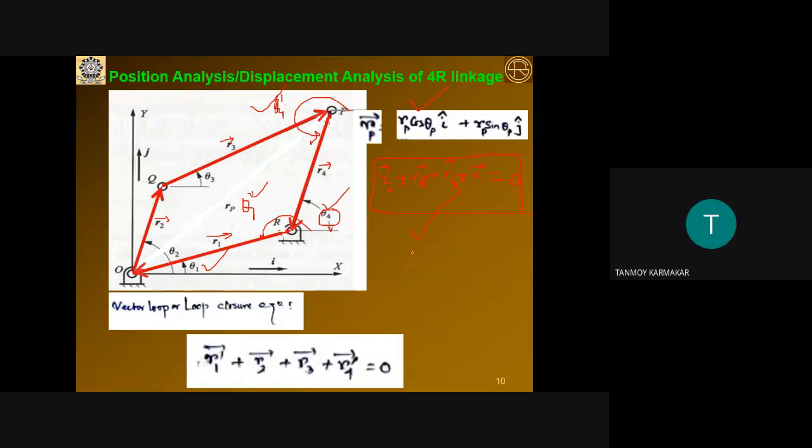Theta 2, theta 3 and theta 4. Theta 4 bar or theta 4, whatever it may be. Theta 1, or theta 1 bar prime, whatever you call it, is constant because link number 1 is the fixed link. So whichever way you represent it, theta 1 is constant, and theta 2, theta 3 and theta 4 are variable. So out of 8 parameters, 3 are variable and the remaining parameters are fixed or constant. Clear?